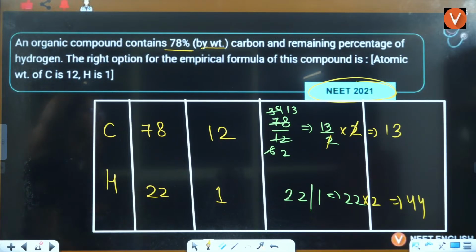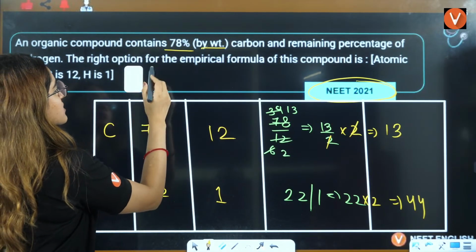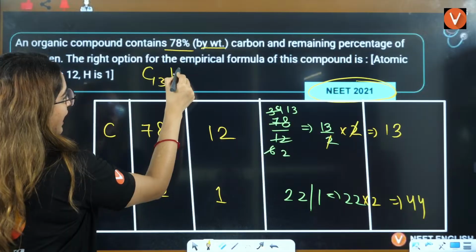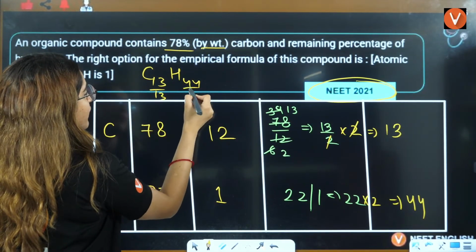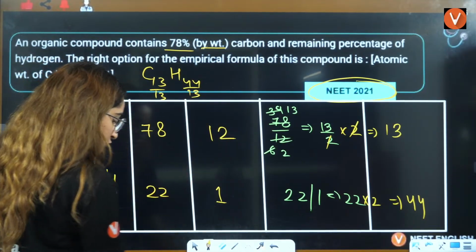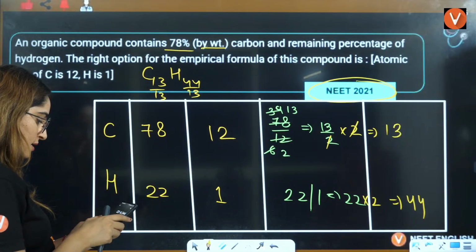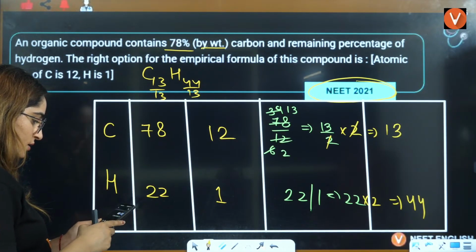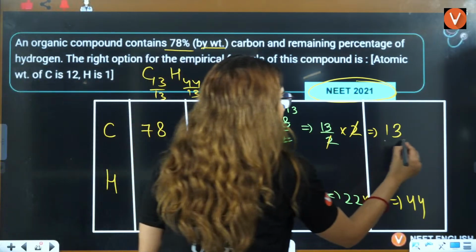Because the exact number we can't get here. Exact number, it's not coming. This is C13H44. So if you divide this by 13, and divide 44 by 13 as well, that is coming out to be 3.38. So it's an approximation thing only, guys.